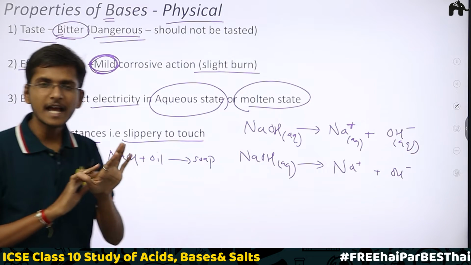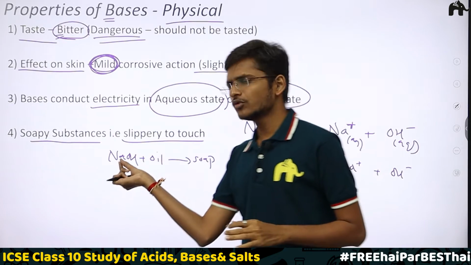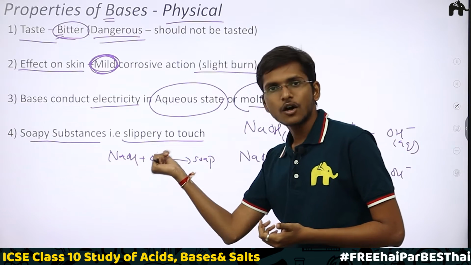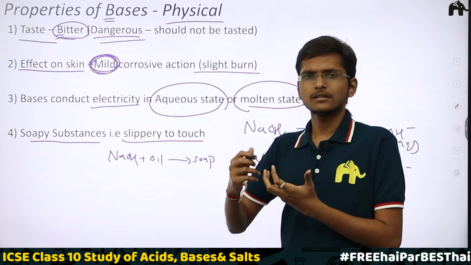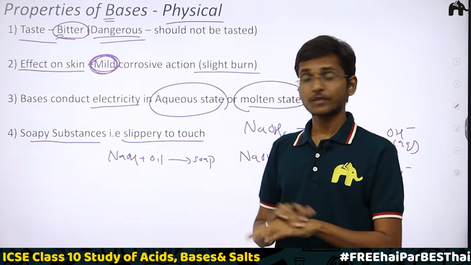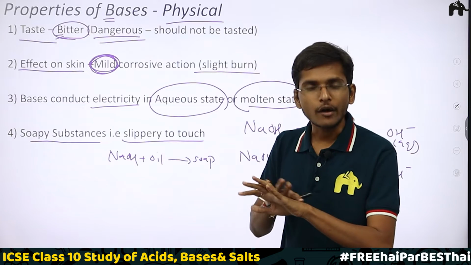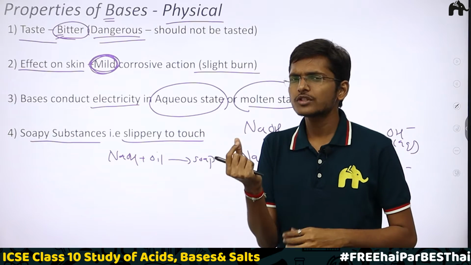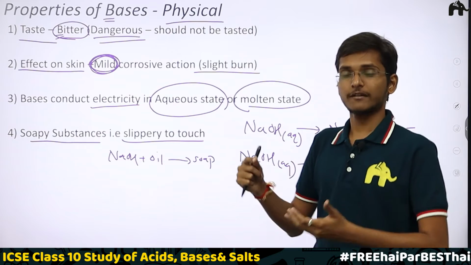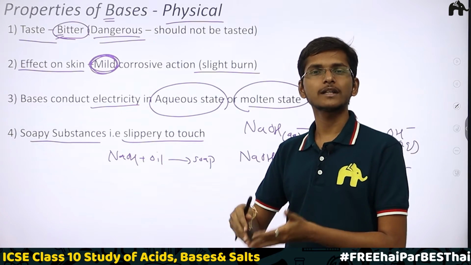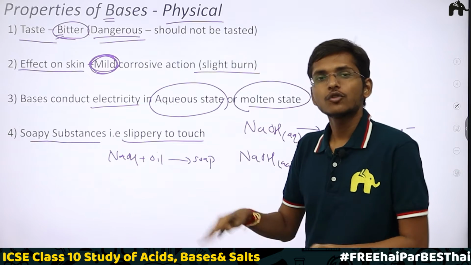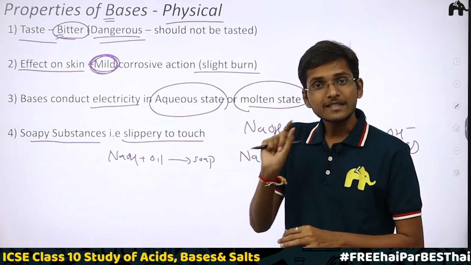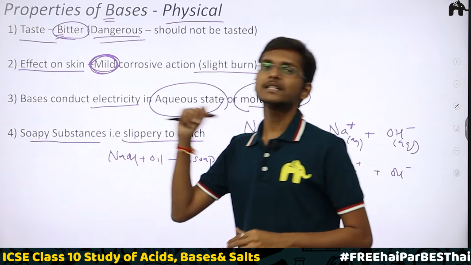Now on our skin as well, if very dilute NaOH falls on our skin, it reacts with the oil on our skin, the fats on our skin. So this NaOH reacts with that oil and forms soapy solutions. We know soapy solutions are slippery to touch. Many a time you would have slipped in the bathroom, because soapy solutions make the floor slippery. In the same way, soapy solutions are formed on our skin, and therefore we say that bases are slippery to touch, or that they are soapy substances.